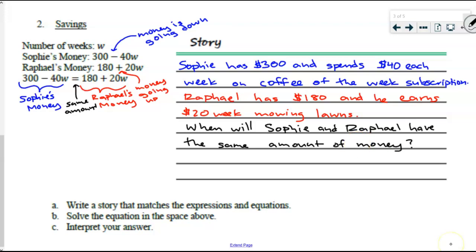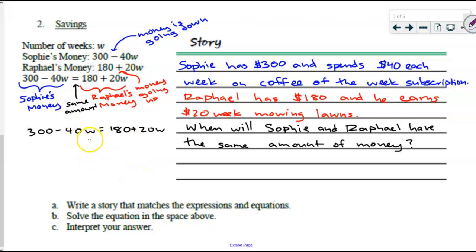When will Sophie and Raphael have the same amount of money? After how many weeks? And that's when we solve this equation, which I'm just going to rewrite below. 300 minus 40W is equal to 180 plus 20W. Pause the recording so that you can get this solved, and then you can come back and check your answer. Sam, your hand was raised?